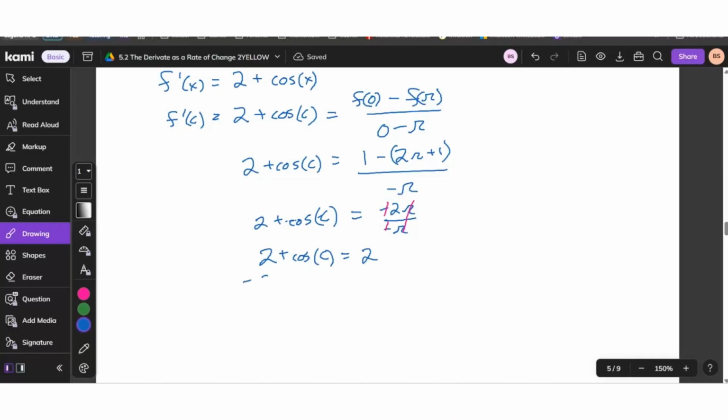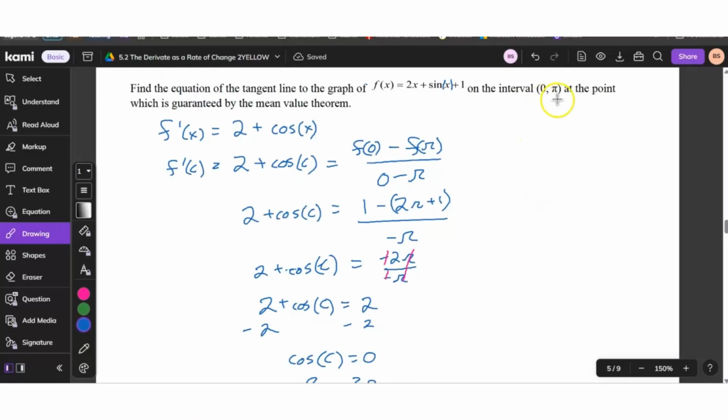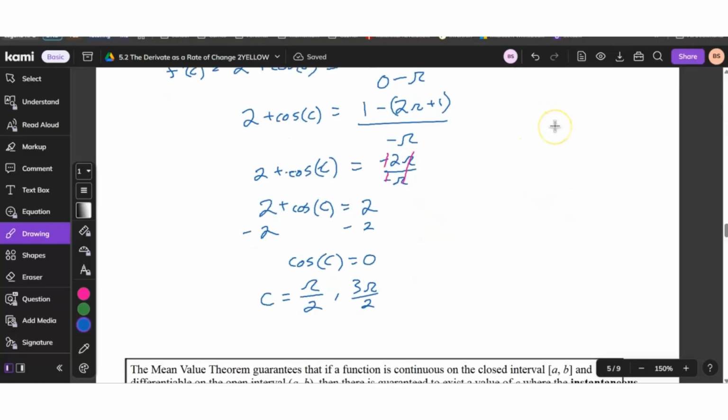Well, that's looking good, because now when I subtract 2, I'm going to get the cosine of c is equal to 0. When does that happen? When is cosine equal to 0? Pi over 2 and 3 pi over 2. Exactly. Now, once we get an answer, we should probably make sure those are both on our domain. So if I scroll up here, I'm going from 0 to pi. So which one do I need to get rid of? 3 pi over 2. Exactly.